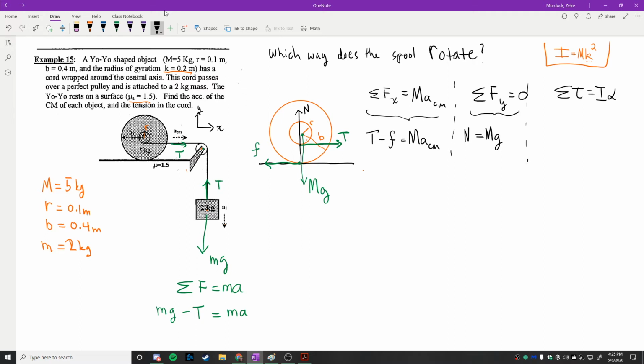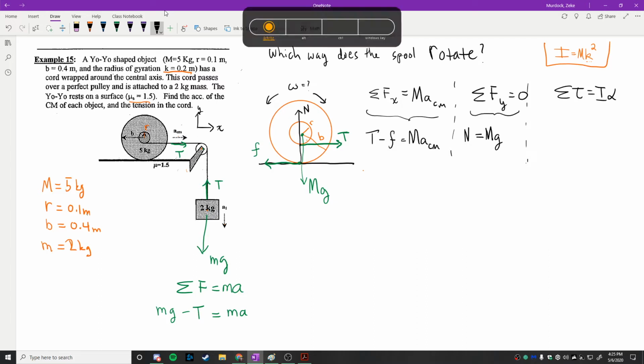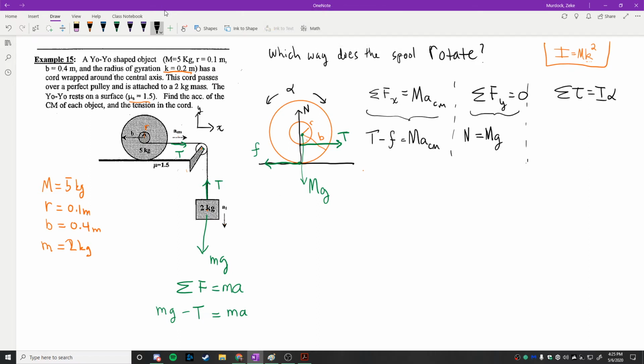Now, this one's a little trickier. We don't immediately know which way it's rotating. It could either rotate this way or it can rotate this way. We don't know what direction it's rotating, and that's also going to be the direction of its angular acceleration. It's either rotating to the right or it's rotating to the left. So let's see if we can figure out why that would be the case.